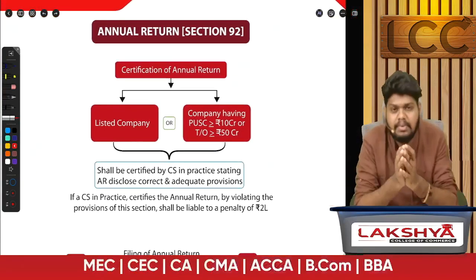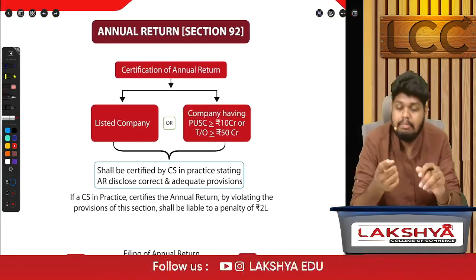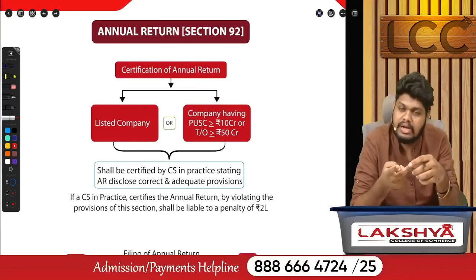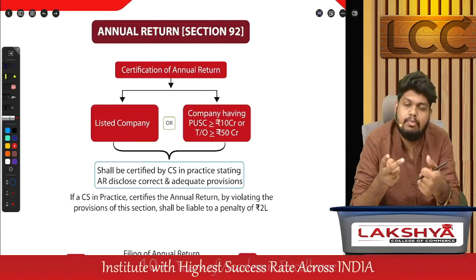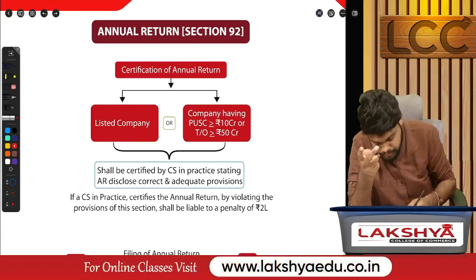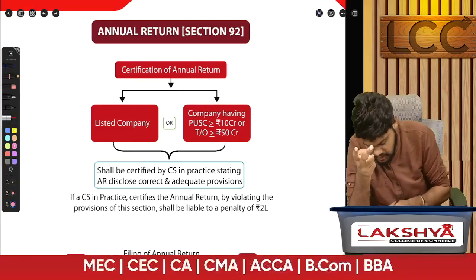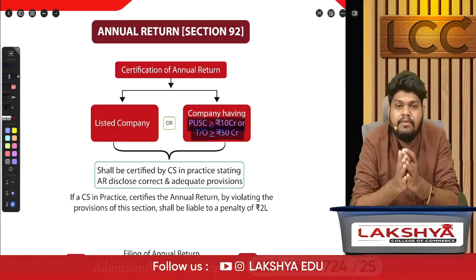Coming to the certification part, the annual return is required to be certified only when the company is either listed, or it is a company, guys, not a public company, having paid up share capital of more than or equal to 10 crores or a turnover of more than or equal to 50 crores. What are the limits here? Either the paid up share capital of 10 crores or turnover of 50 crores.